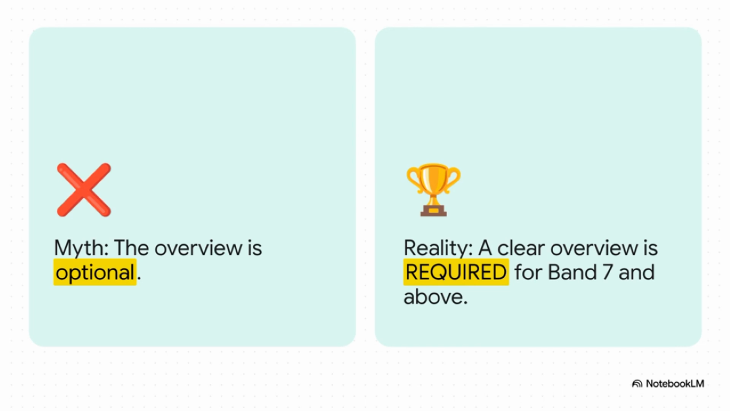And the final, most critical mistake, not having a clear overview. According to the official marking criteria, you simply cannot get a band 7 or higher without one. It is completely non-negotiable. Seriously, think of it as the foundation of your entire report. Without it, the whole thing crumbles.